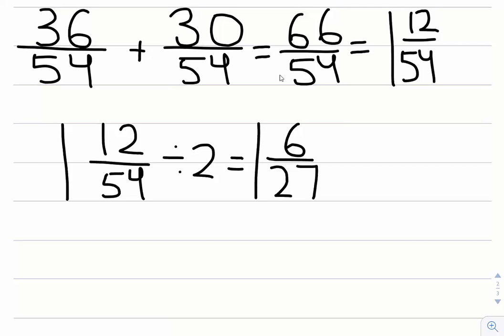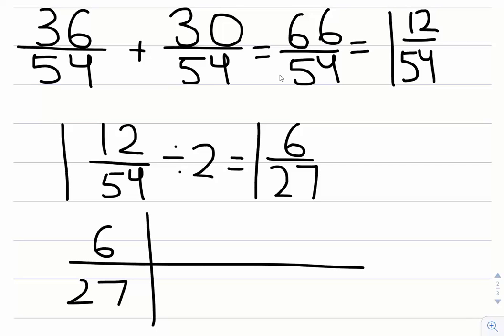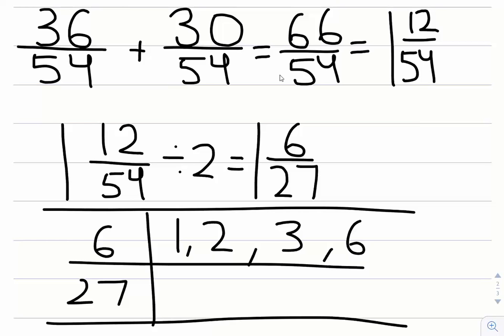Now we can see that there is no simplifying to do at this point if we divide this by 2. So we would have to go ahead and find all of the factors and the greatest common factor for 6 and for 27. 1 times 6, 2 times 3. These are all the factors for 6. For 27, our factors are 1 and 27, 3 times 9. And these will be the factors we're using.